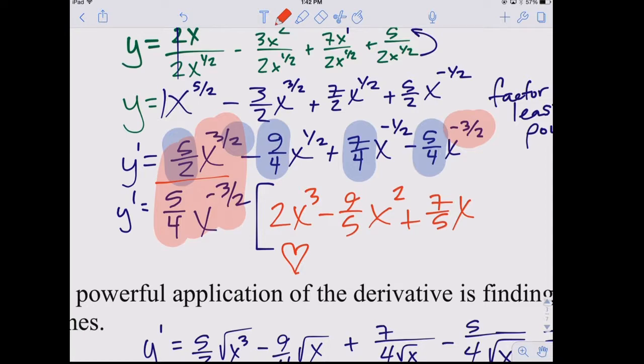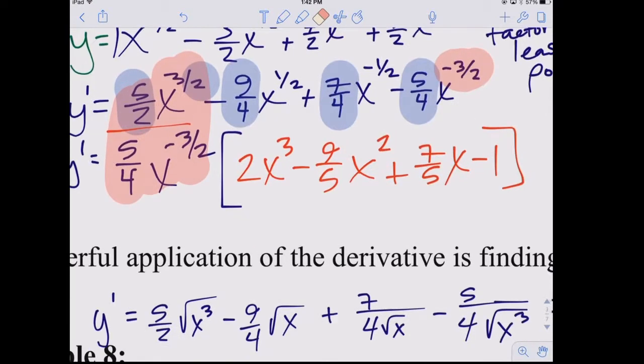And then finally, this one's easy. If I factor a 5/4 out of itself, I get 1. And what's negative 3/2 minus negative 3/2? We get x to the 0, which is 1. So notice we end up with a nice little polynomial in there. If you factor out the least powers, you should end up with nice coefficients.